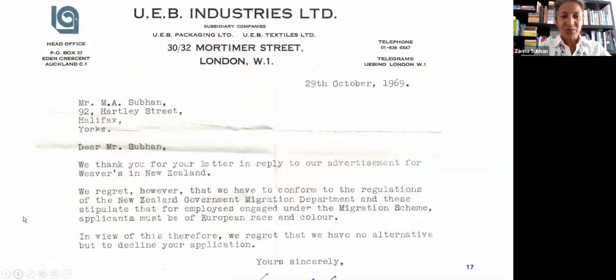And I'd like to share with you this. This is a letter that was sent to my father. And as you can see, it was in 1969. And this was a letter of rejection because the applicant had to be of European race and colour.